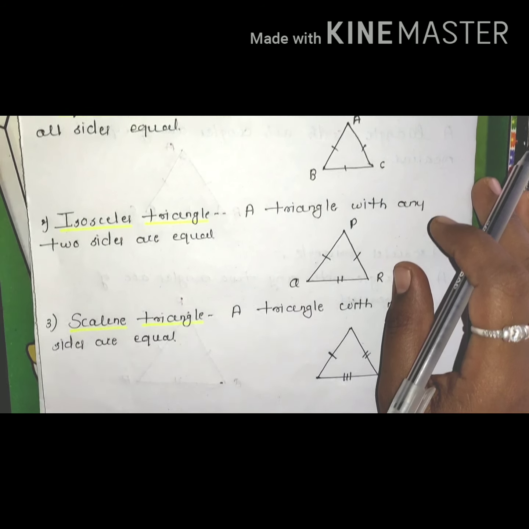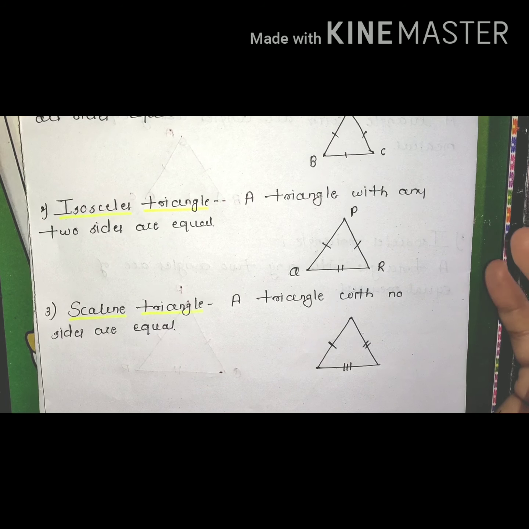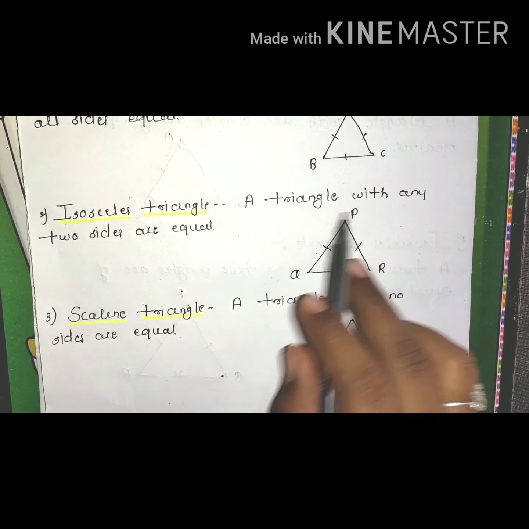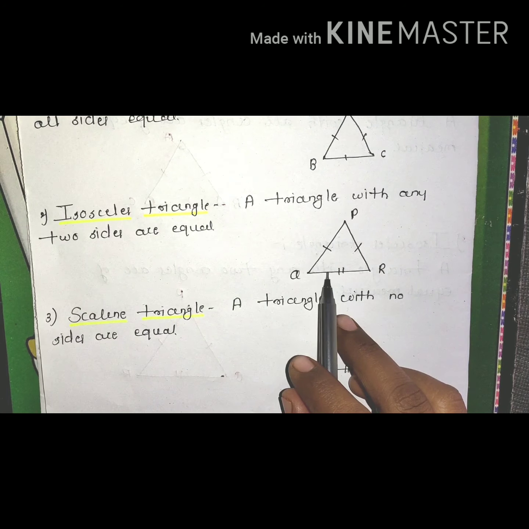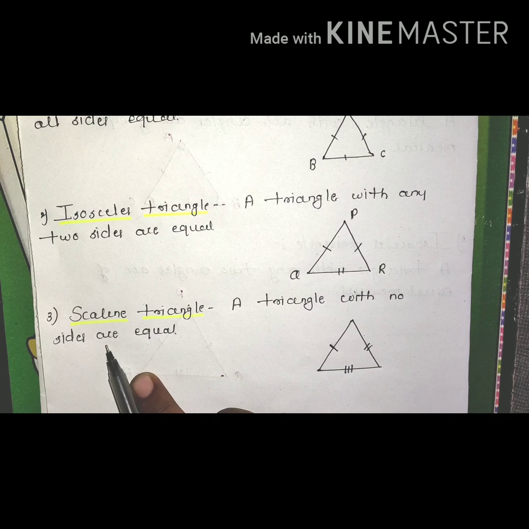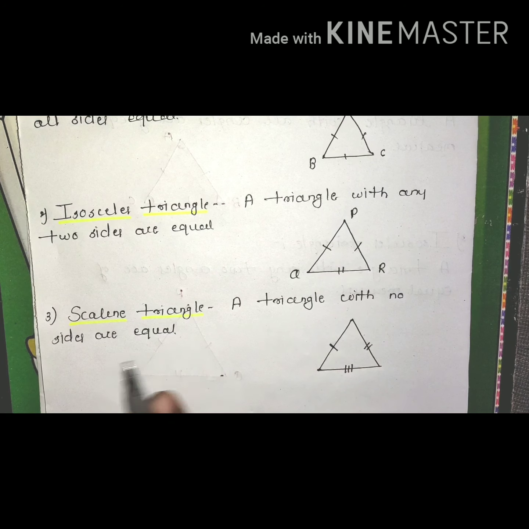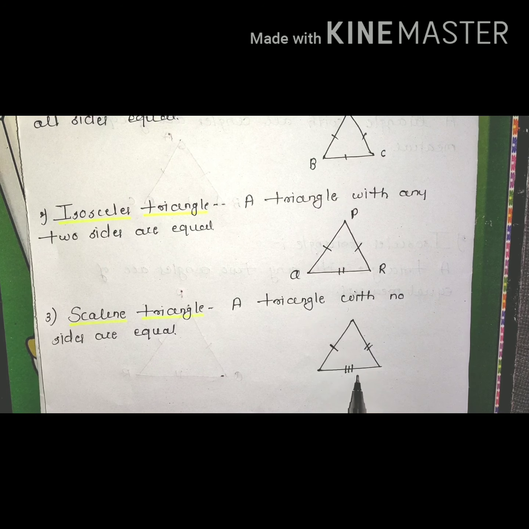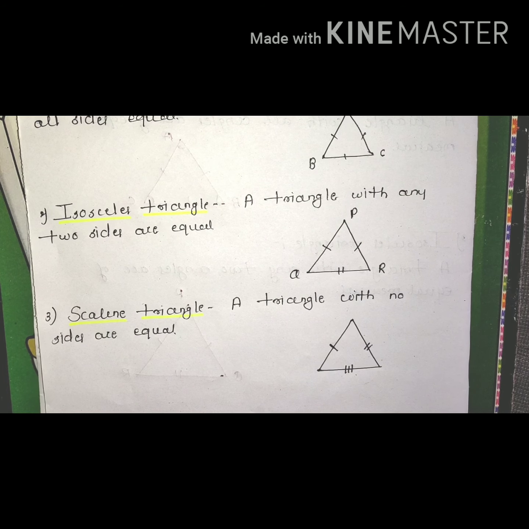Second one is isosceles triangle. What is meant by isosceles triangle? A triangle with any two sides equal is called an isosceles triangle. And third one is scalene triangle. Scalene means what? A triangle with no sides equal is called a scalene triangle. मतलब जिसमें कोई भी sides equal नहीं होता है उसको हम लोग बोलते हैं scalene triangle.